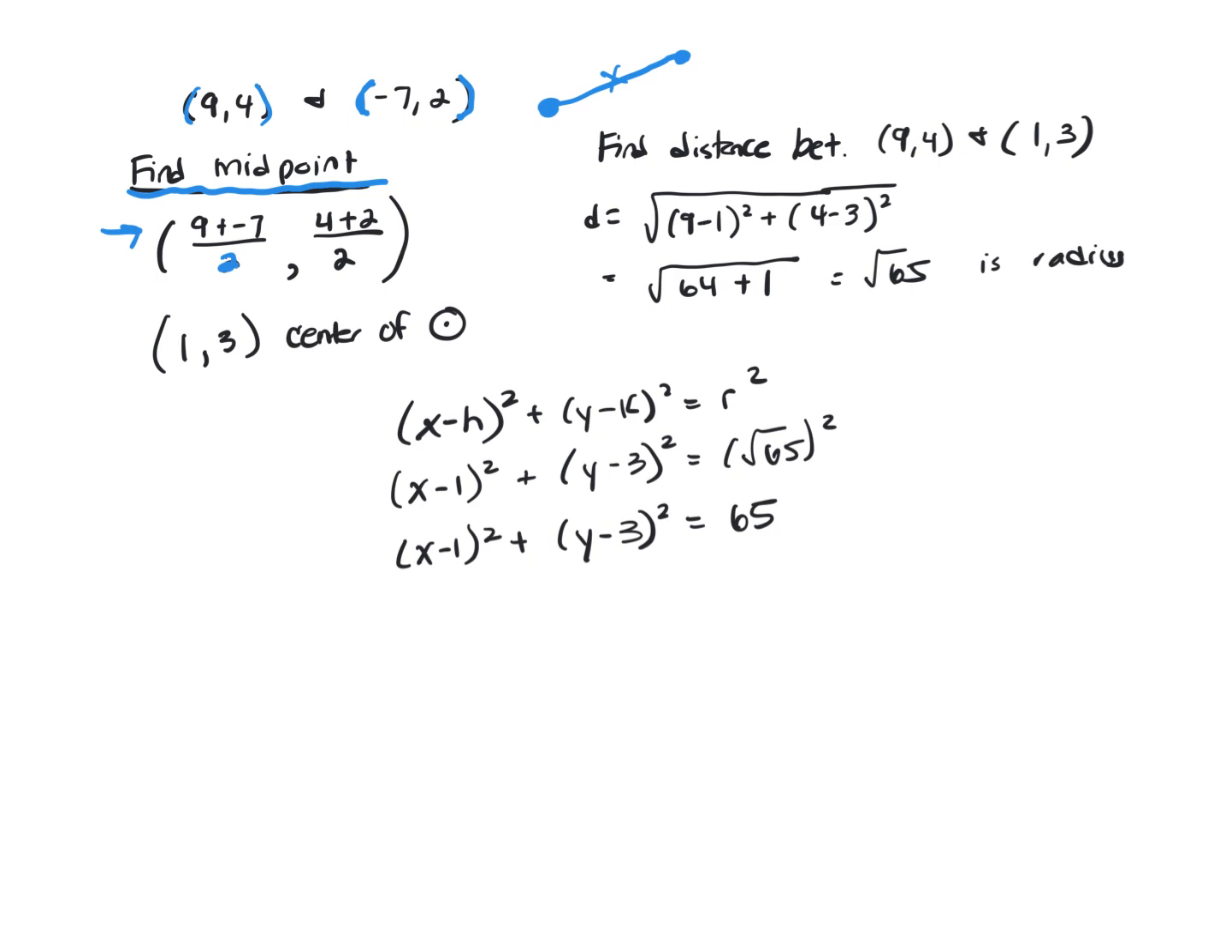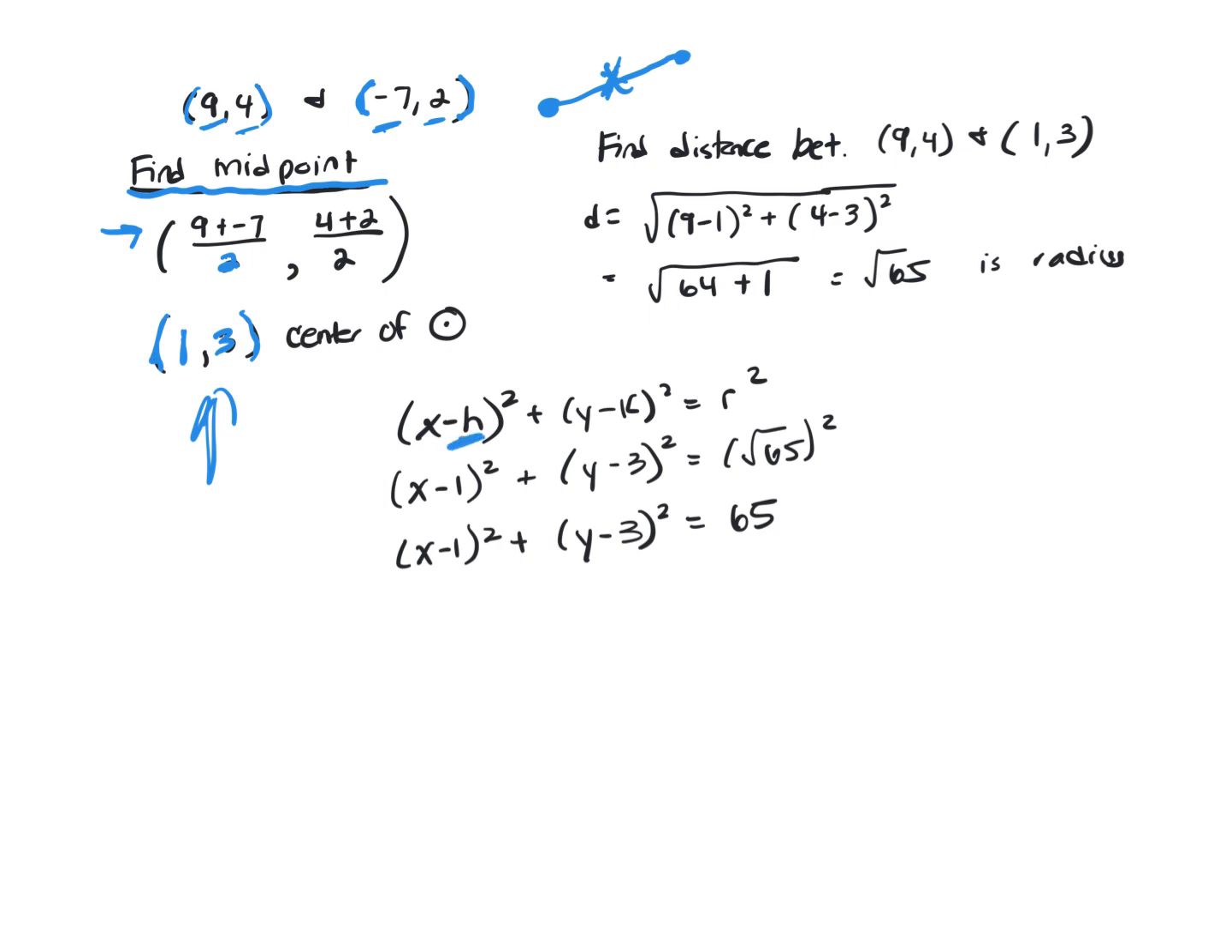The way you find the midpoint between two ordered pairs is you add the x values and divide by 2. So that would be 9 plus negative 7, over 2. And then the y will be, add your y values, 4 plus 2 divided by 2. If you do the arithmetic there, 9 minus 7 is 2, over 2 is 1, and 4 plus 2 is 6, divided by 2 is 3. So there's the center of your circle.